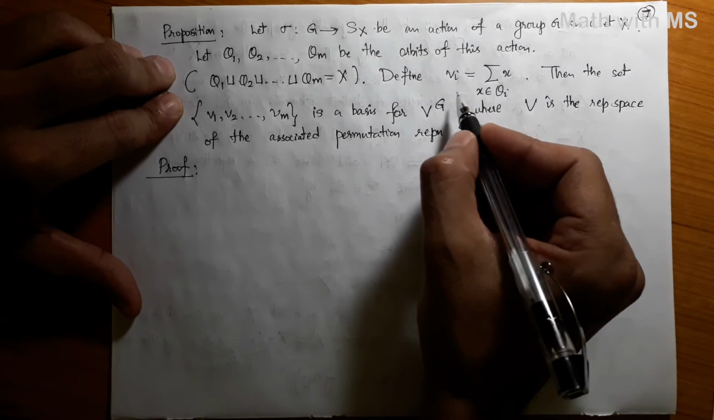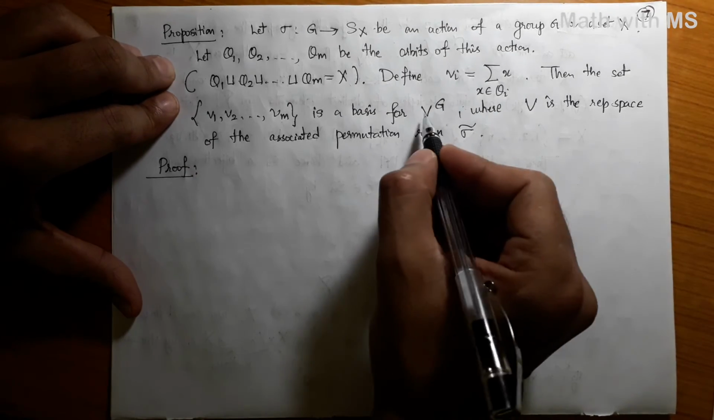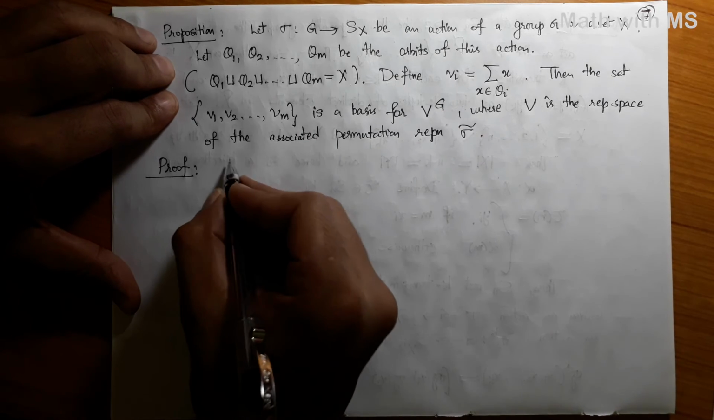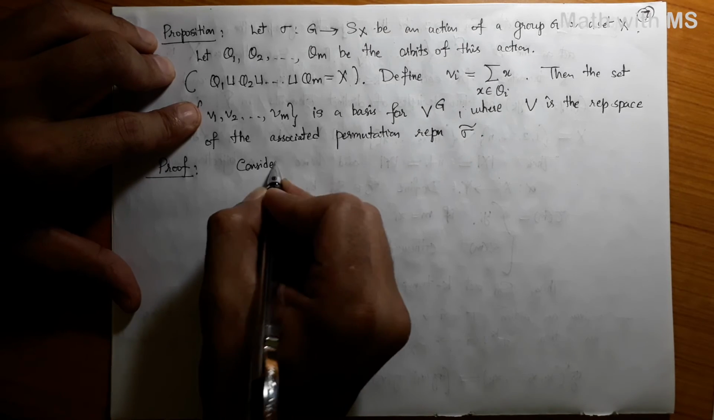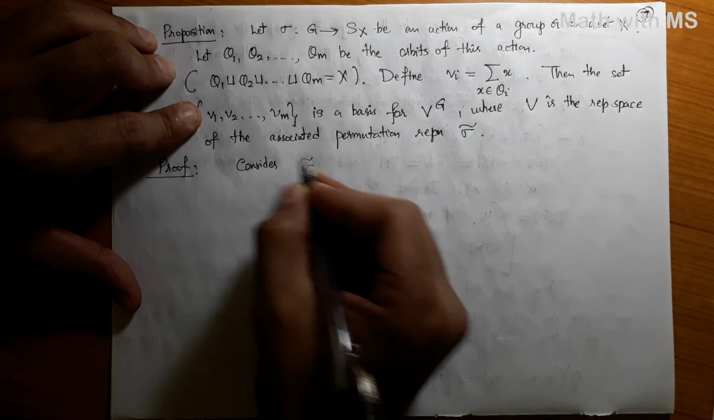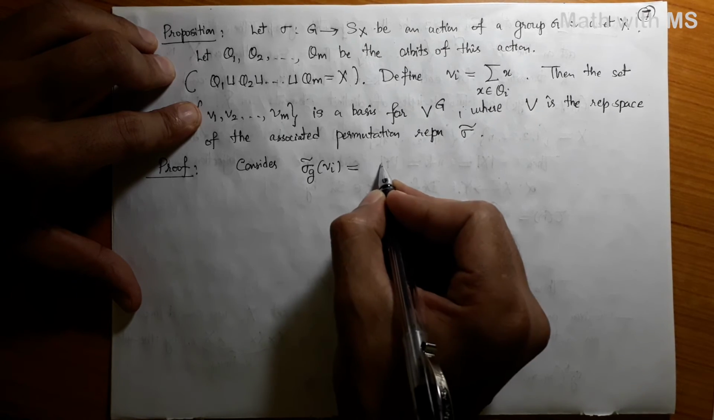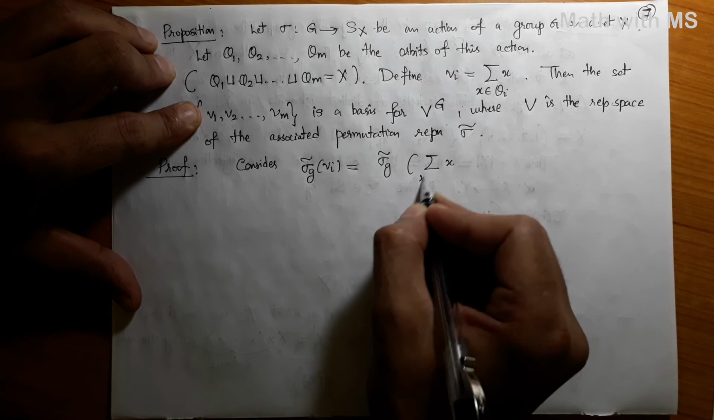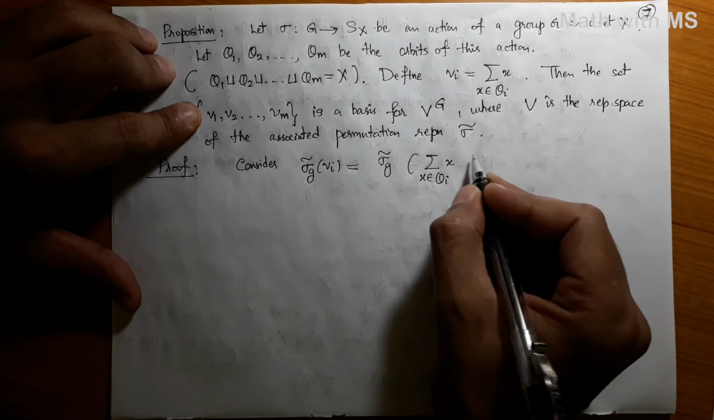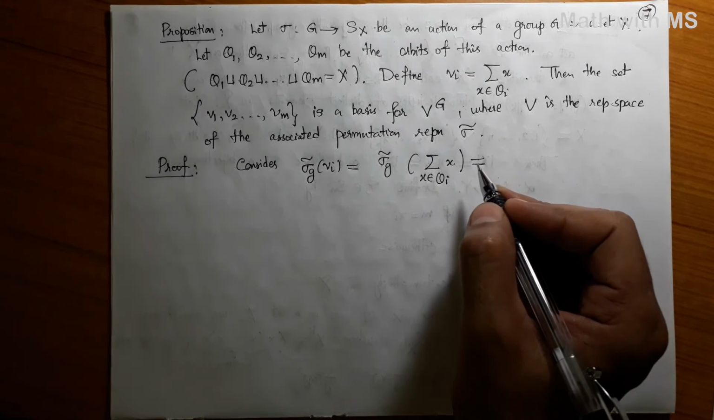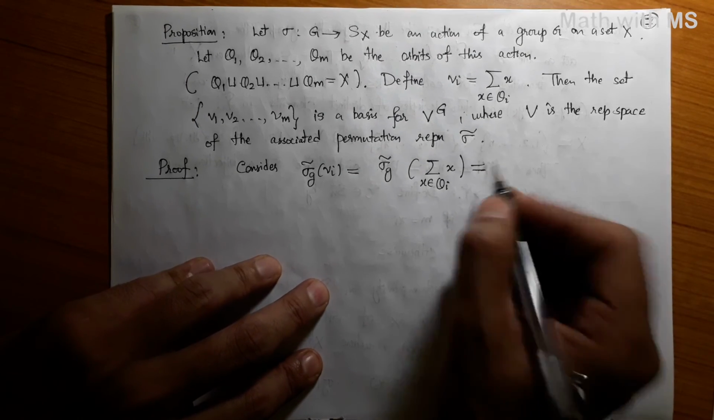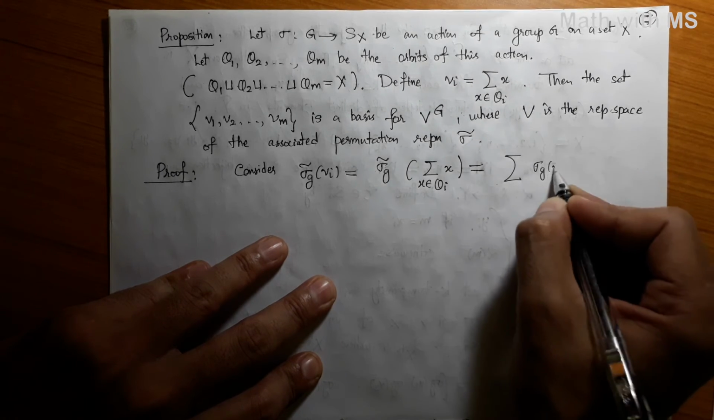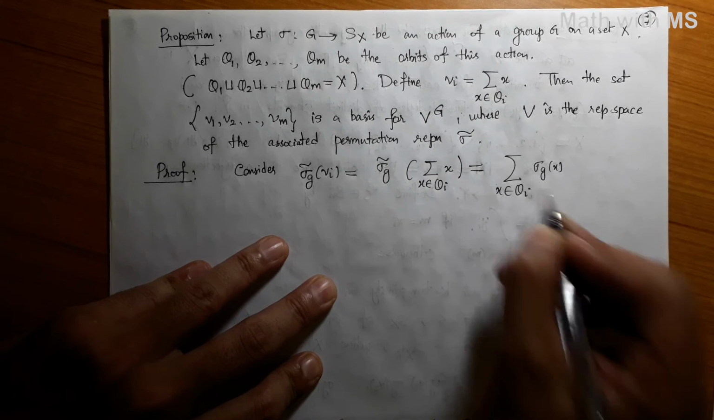Before showing that this set V1 to Vm is a basis for the fixed point subspace, we need to show that they are actually fixed. So consider sigma tilde g acting on one of those Vi's. That by definition is sigma tilde g acting on the summation of x, where x belongs to an orbit, let us say Oi here in this case, and by the definition of the permutation representation, this is the summation of sigma g of x where x belongs to Oi.